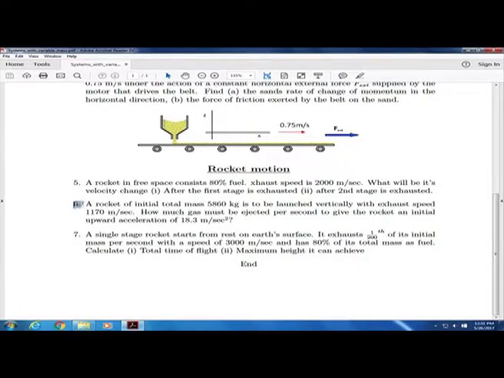So, in this problem, we see that a rocket with initial total mass of 8560 kg is to be launched vertically with exhaust speed 1170 meters per second. How much gas must be ejected per second to give the rocket an initial upward acceleration of 18.3 meters per second? So, we need to calculate the rate of change of gas. So, essentially we have to calculate dm dt in this equation.